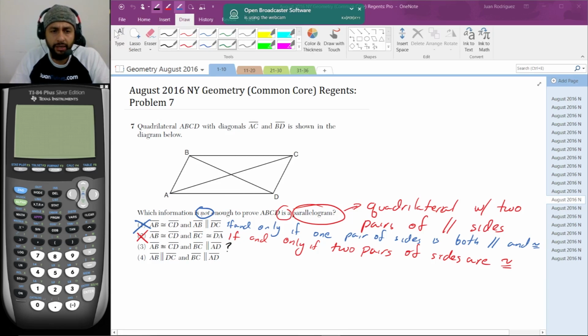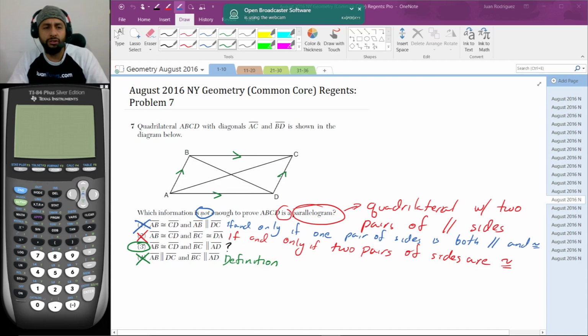Let's go for the green pen, and then AB is parallel to DC. Okay, and then let's see, BC is parallel to AD. In fact, this was the definition of a parallelogram: a quadrilateral with two pairs of parallel sides. So this is the definition. And so, in fact, this is enough to show that the quadrilateral is a parallelogram. So it does, in fact, have to be choice 3. So now maybe we can establish why it should be choice 3, independent of the other ones.